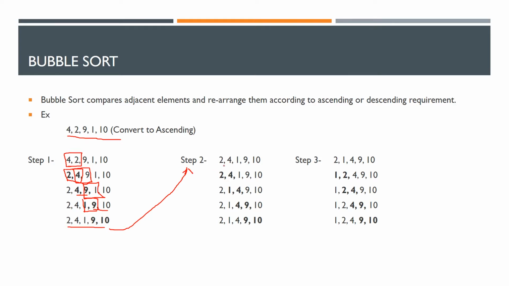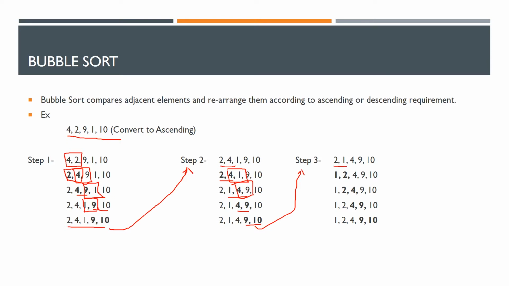So as you can see, here are 2 and 4. Are they in ascending order? Yes, we'll keep them as they are. The next elements are 4 and 1. Are they in ascending order? No. So we'll rearrange them. Then we'll take a look at 4 and 9. Are they in ascending order? Yes, we'll keep them as they are, and the same for 9 and 10. The same thing, the output of step 2 will be given as the input to step 3.